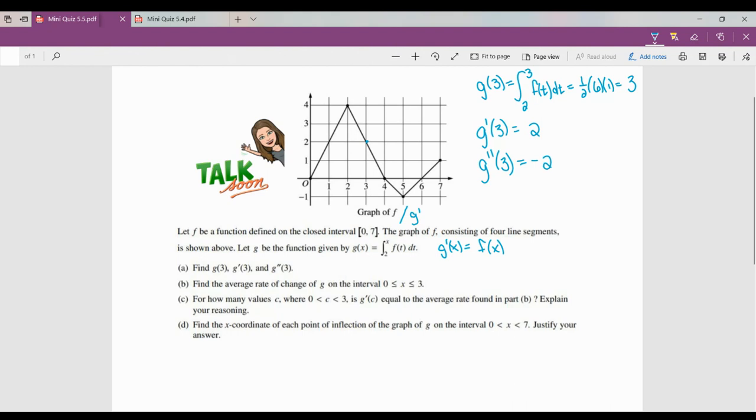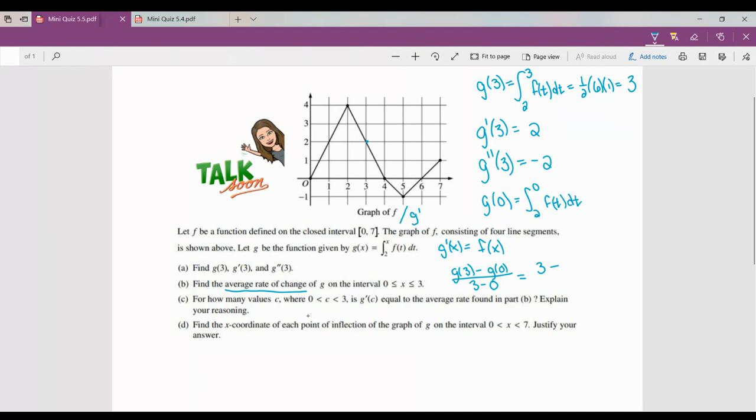All right. So on to letter B, we're going to find the average rate of change. When you think average rate of change, you think slope. And we're given 2 points, 0 and 3. So I want to do g of 3 minus g of 0 all over 3 minus 0. That's going to be my slope. So the things that I need to find are g of 3, which I found up above, which is 3, minus, now I need to do g of 0, which is going to equal the integral from 2 to 0 of f of t dt.